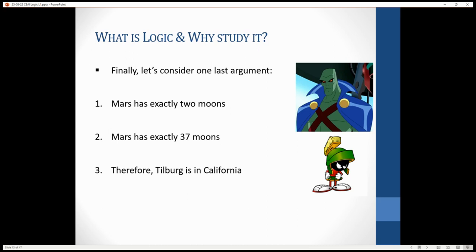Okay, premise 1, Mars has exactly 2 moons. Premise 2, Mars has exactly 37 moons. Conclusion, therefore Tilburg is in California. Valid, invalid? I saw one person just doing this. What do we think? Valid, invalid? Some thumbs up, some thumbs down. Anybody want to make the case for why it's invalid?